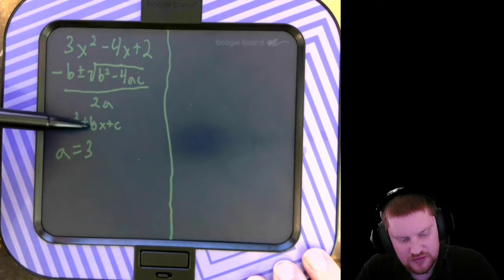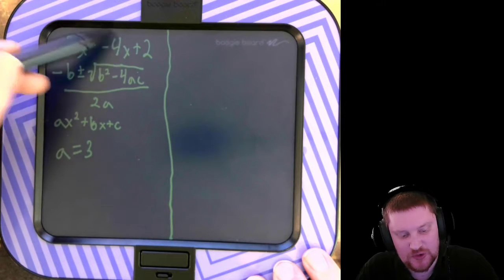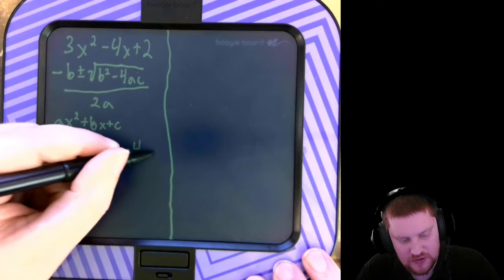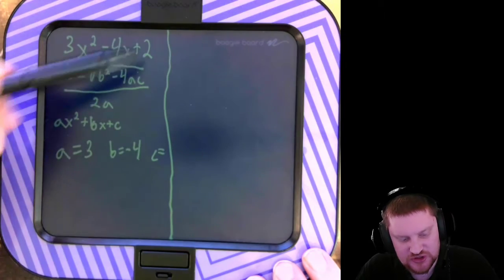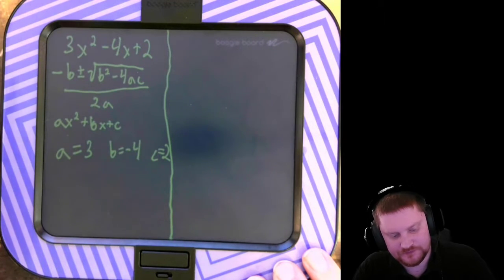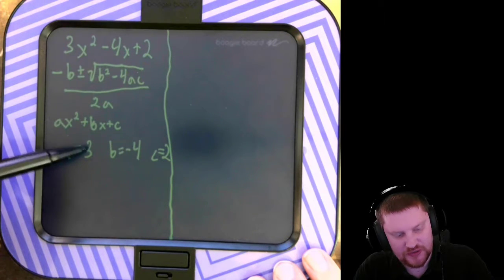B is going to be the coefficient of x. So in this case, make sure you keep the sign with it. B is negative 4. And then c will always just be your constant term. So 2. So now what we have to do is take this equation, and everywhere you see an a, plug in 3.